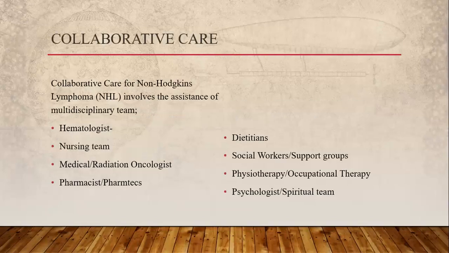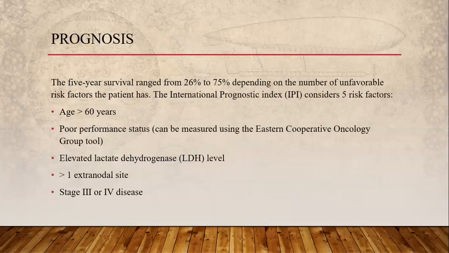Some of the multidisciplinary team that are very key in management of this disease: we have the hematologists, the nursing team, the medical and radiation oncologists, pharmacists, dietitians, social workers, support groups, physiotherapists, occupational therapists, psychologists, the spiritual team, and other clinicians that play a very key role in managing these patients. And then we have the prognosis.